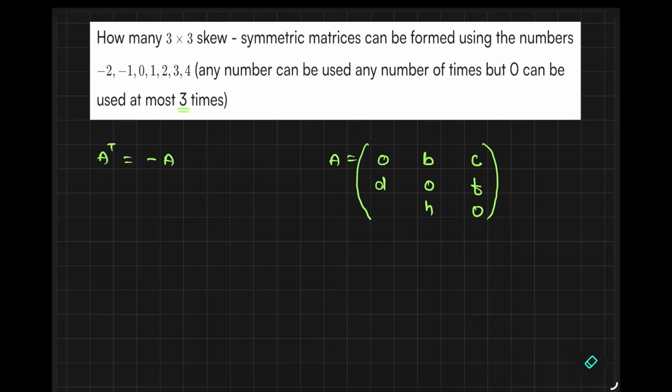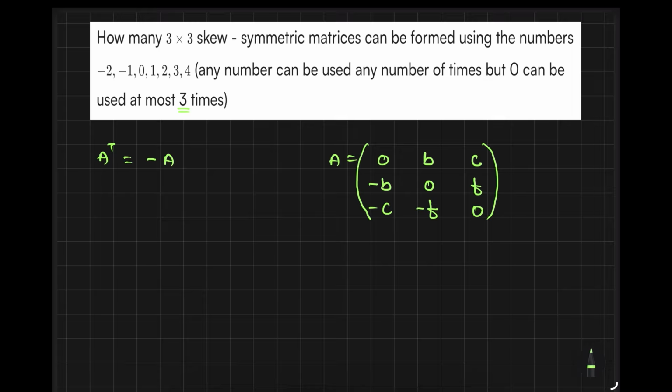Now you know that if you are placing B here, you should place minus of B over here. If you are placing C, you have to place minus of C over there. If you are placing F here, you have to place minus of F over here. Correct? Now, so we need a number and then we need the negative of it, and we need three different numbers.